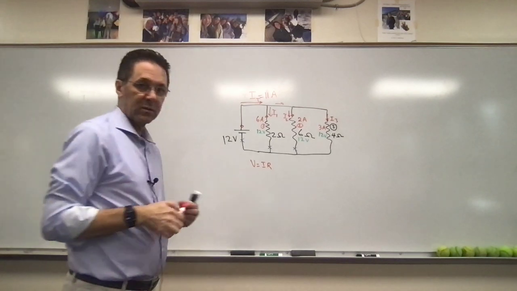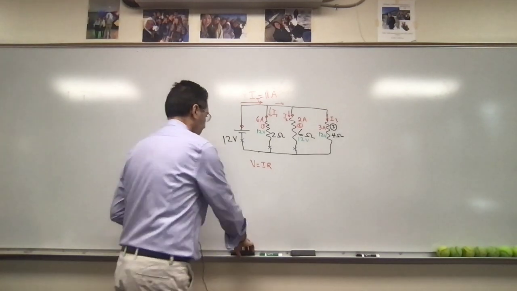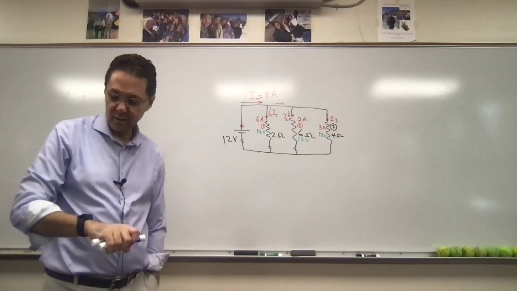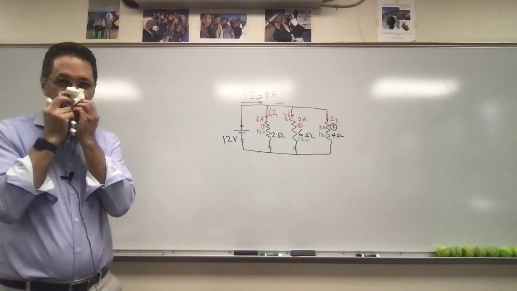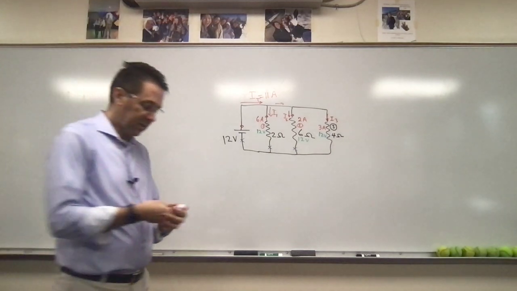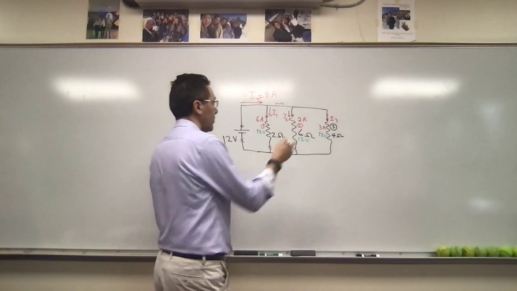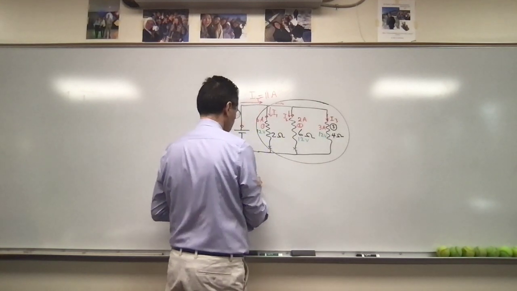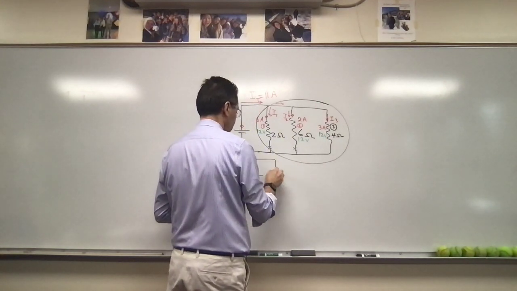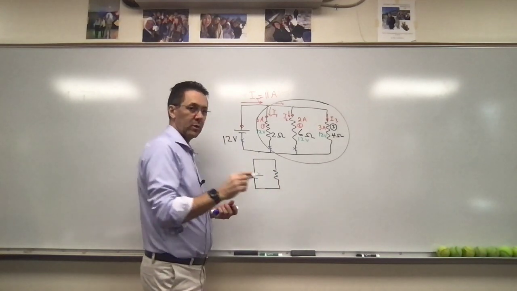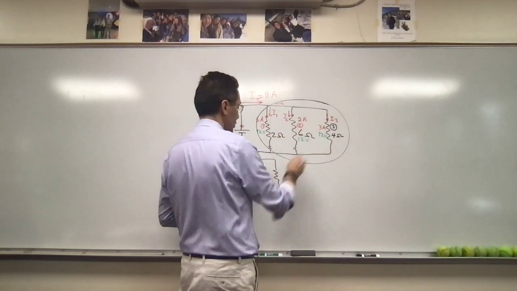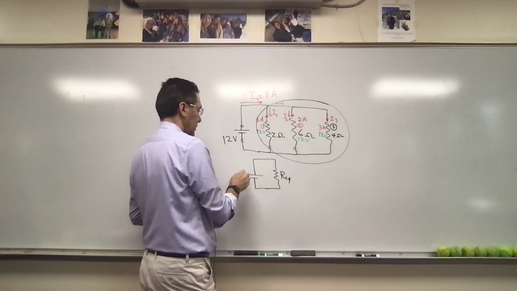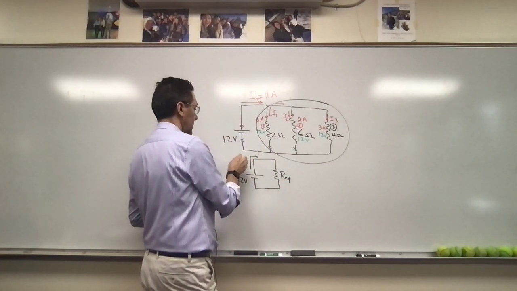I have 11 amps. Now, if I want to replace this whole circuit with one resistor, what would the value of that resistor be? Very easy. See, you can replace this whole thing with one resistor, and it should look something like that. We don't call it the total resistance because it's not like a real addition. We call it the equivalent. So this is 12 volts, and this current here is 11 amps.